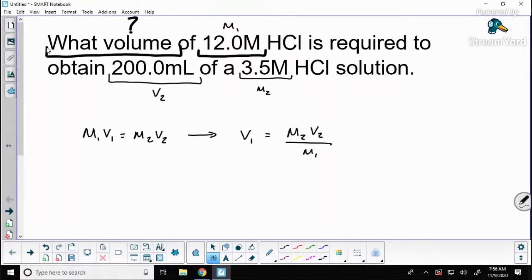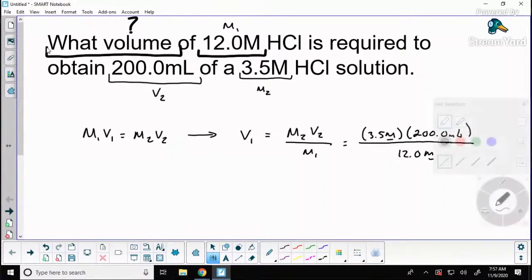So I'm going to grab my calculator and go on and substitute in the values that I have. So M2 is 3.5 molar. V2 is 200.0 milliliters. And I'll explain in just a moment why we can leave that as milliliters, over my initial molarity of 12.0 molar. So if I take a look at this, the reason why I do not have to change to milliliters is because those units of molarity will cancel out and leave me in terms of milliliters.